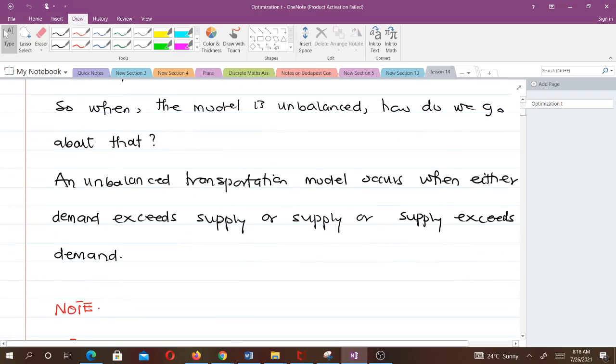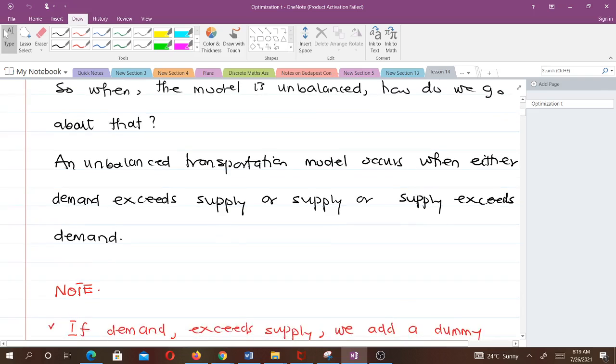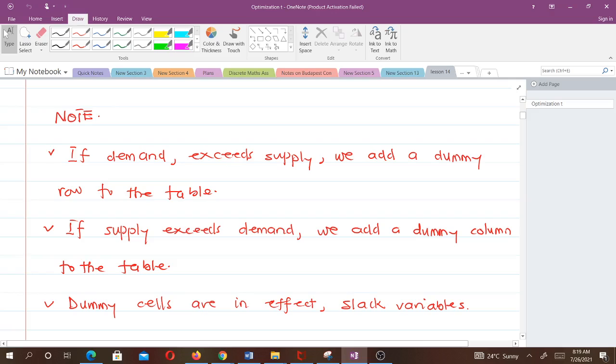So what is an unbalanced transportation model in the first case? An unbalanced transportation model occurs when either the demand exceeds supply or supply exceeds demand. So when we have one of these cases, it means that our model is unbalanced. Always when you have an unbalanced transportation model, we try to balance it first before solving it. And we balance it by adding either a dummy row or a dummy column, depending on whether demand exceeds supply or supply exceeds demand.